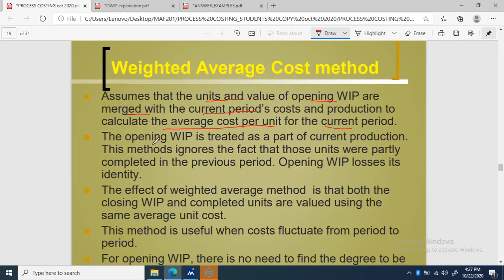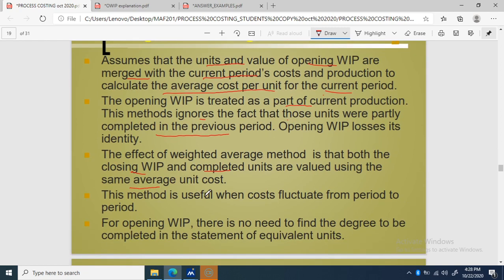So the OWIP is treated as part of current production. This method ignores the fact that those units were partly complete in the previous period because we use the current CPU. That's why OWIP loses its identity, because we assume we are using the current cost. The effect of the weighted average method is that both the closing work in progress and completed units are valued using the same average unit cost.